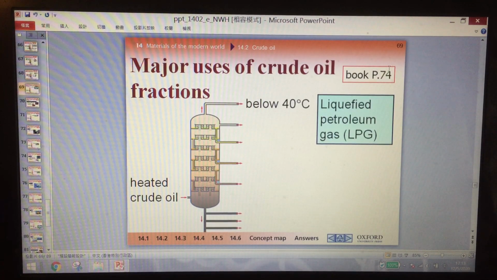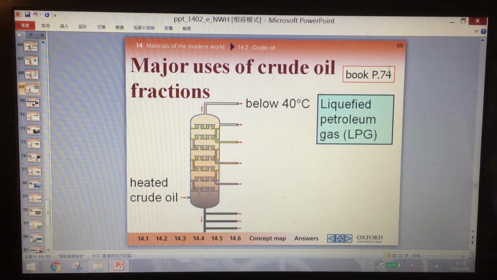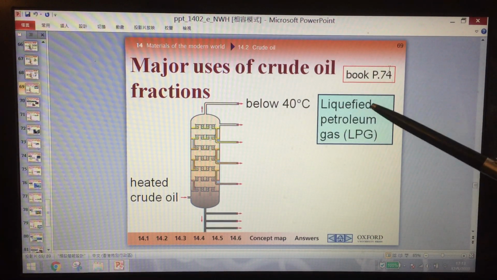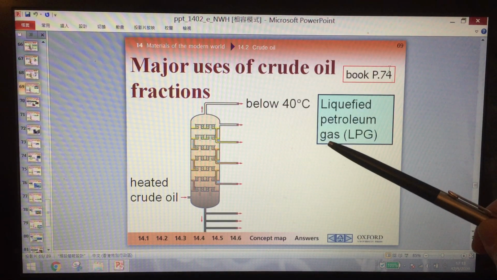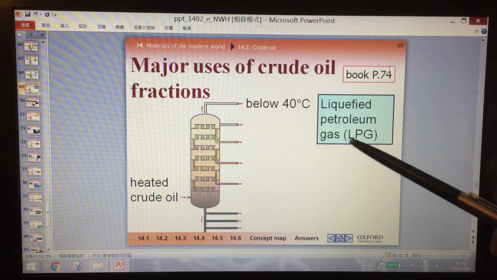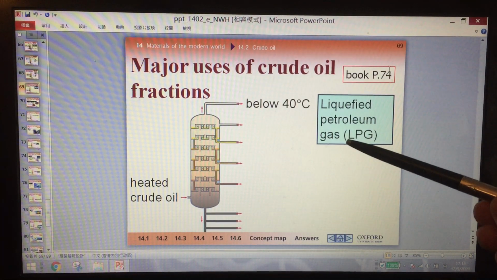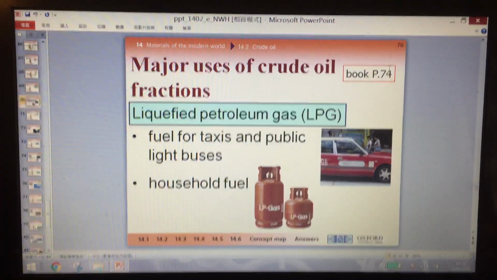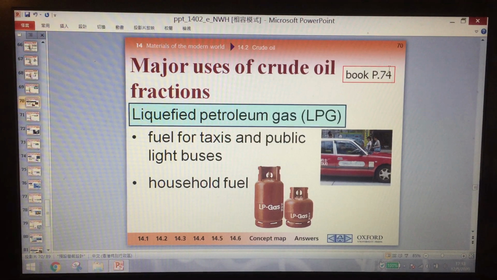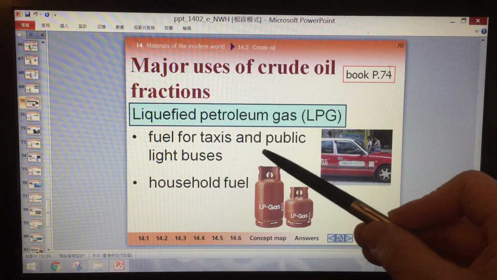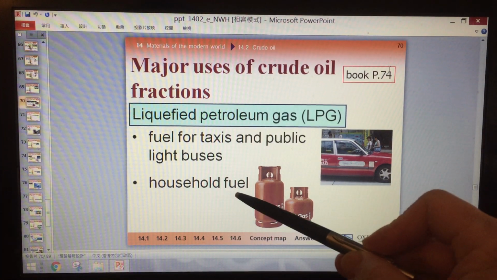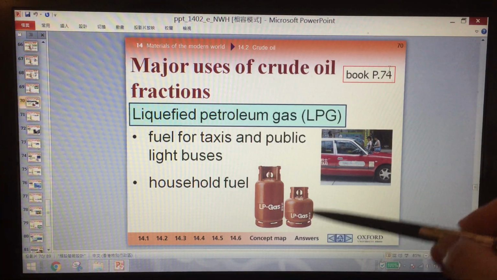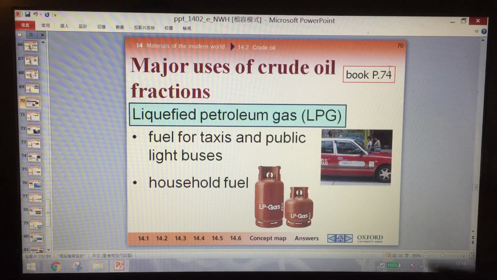Okay, we will talk about the major uses of crude oil. For the very small molecule, this is liquefied petroleum gas, and in short form we will say LPG. Okay, and their boiling point is below 40 degrees Celsius. Okay, what will we use? They are fuel for tanks and public libraries and household fuel.